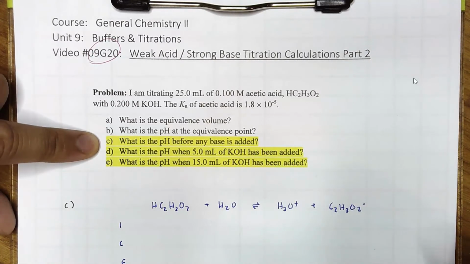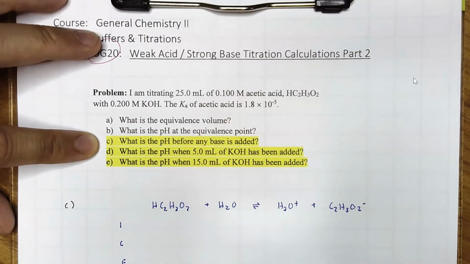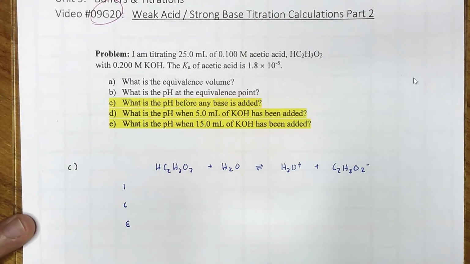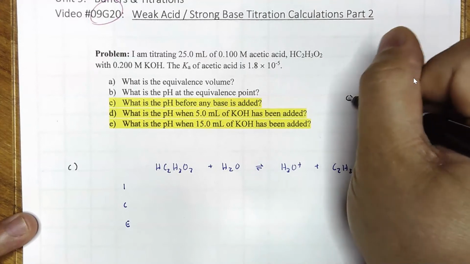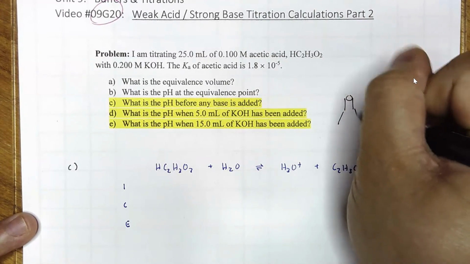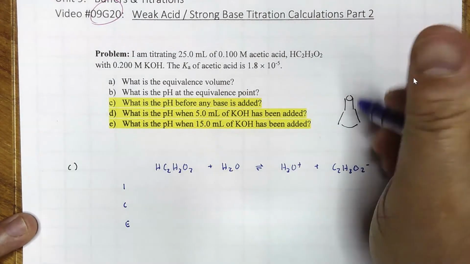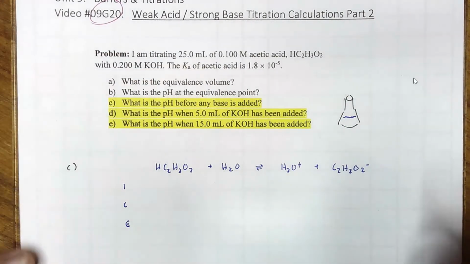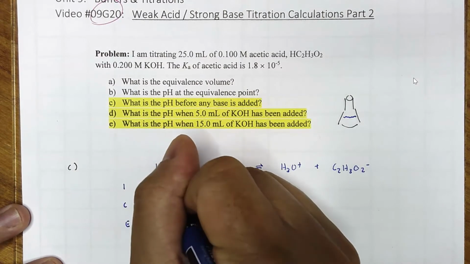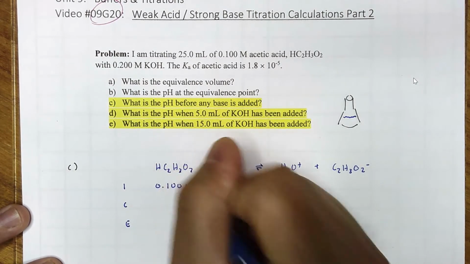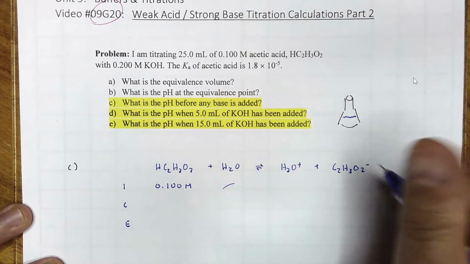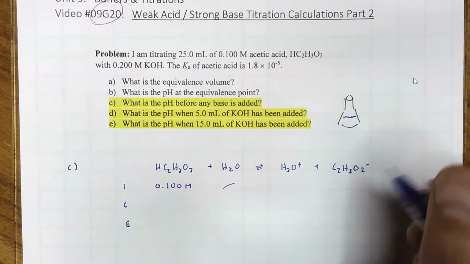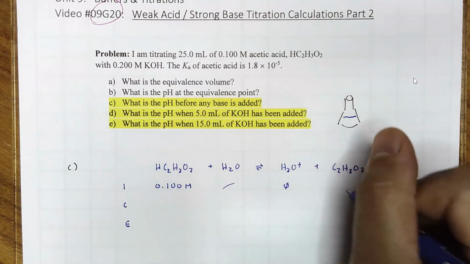Again, this is before any base was added, so we're not even concerned about this being a titration. It's just what is in the Erlenmeyer flask before the titration starts. There's an acid in there. Our concentration is 0.100 molar. Water doesn't factor into the Ka expression. We start out with 0 and 0.